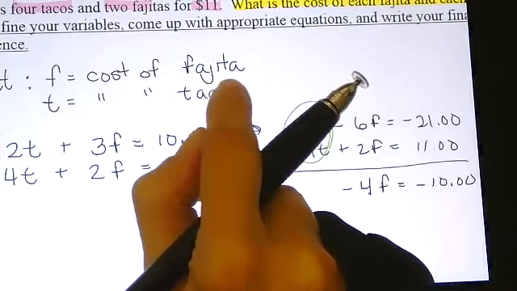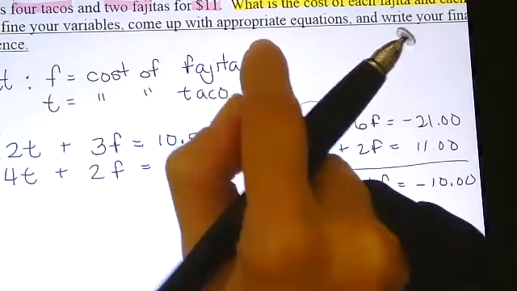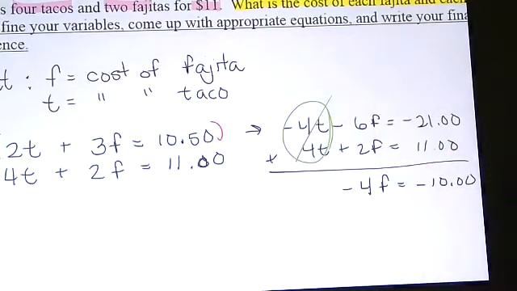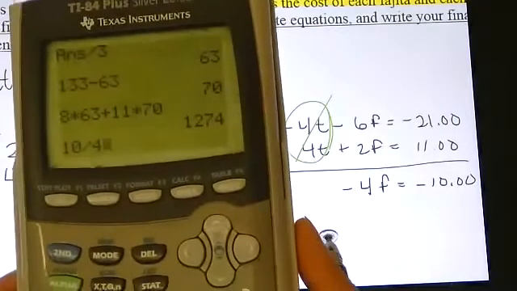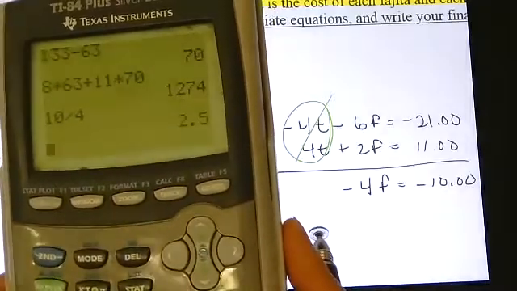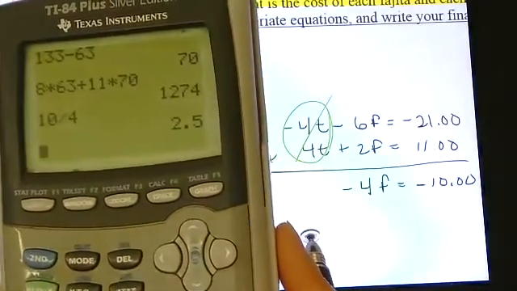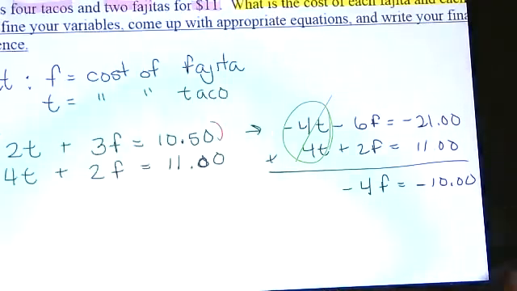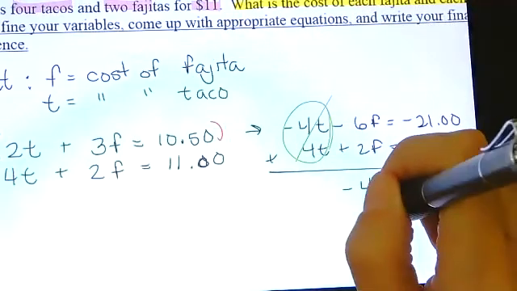Nobody goes to a restaurant and gets prices in forms of fractions. Prices are always in decimal form, dollars and cents. So I really do want to take 10 and divide it by 4 and not leave it as a fraction, but realize that that is $2.50. Okay, so $2.50 is the price of a fajita.